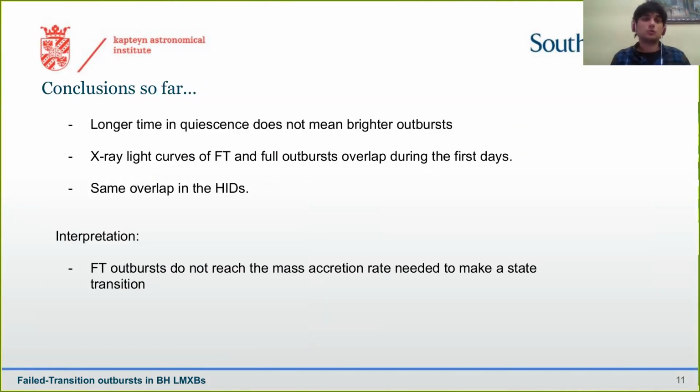So what conclusions do we have so far? We found that a longer time in quiescence does not mean brighter outbursts, and that X-ray light curves and HIDs of full and FT outbursts overlap during the first days. This suggests that both types of outbursts are driven by the same physical mechanisms, and that, according to the current models, the only difference between FT outbursts and full outbursts is that black hole systems during FT outbursts do not reach the mass accretion rate needed to make a straight transition.